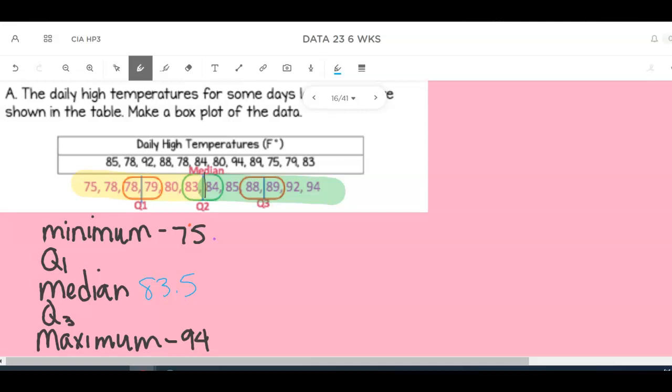Now let's take a minute and look at the lower half of our data set, our Q1. We have to find the median of a group of 6 numbers, which means we're going to split it in half. So we have 3 on the left, 3 on the right. That is our Q1.